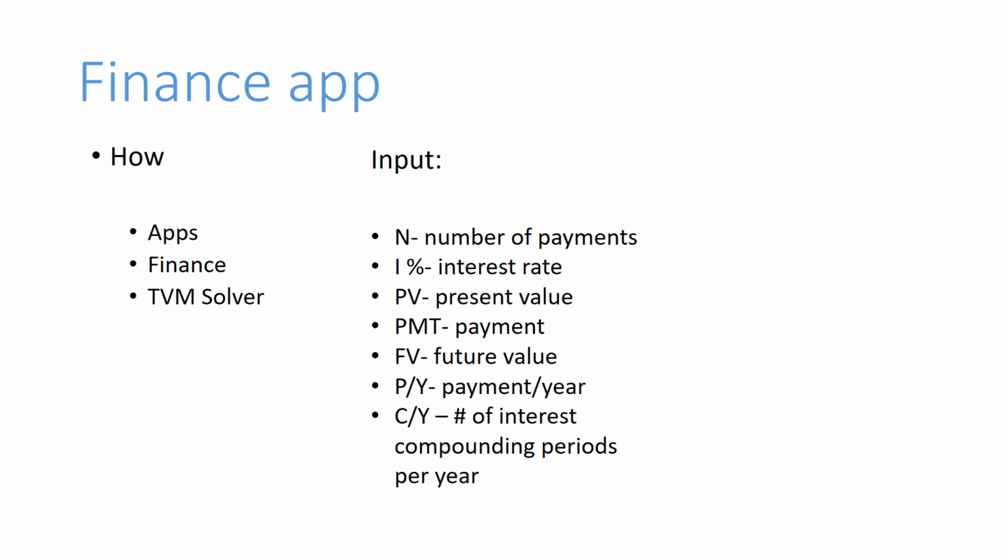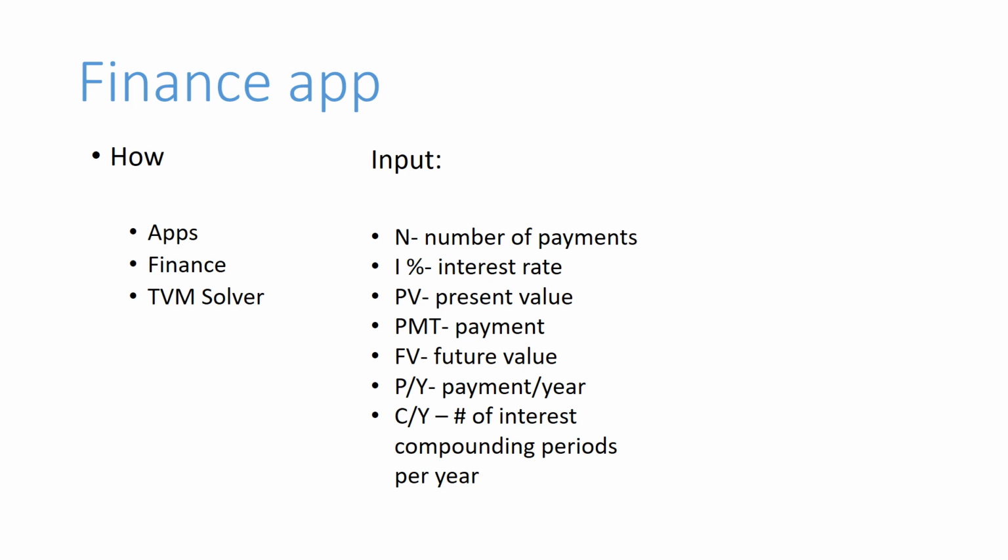So to get to the finance key, you must go to the apps. Mine is kind of purple, towards the top left corner of the calculator. This one. So we're going to press that, and then we're going to press finance, and then we're going to press TVM solver.